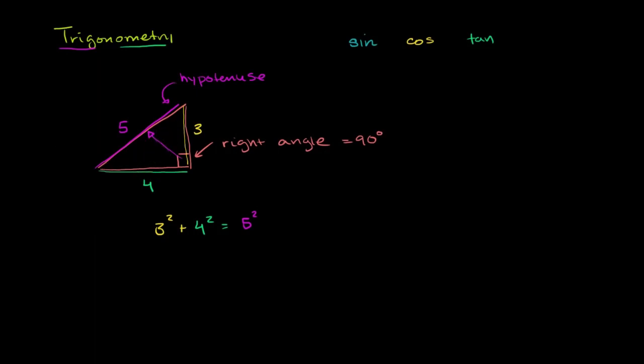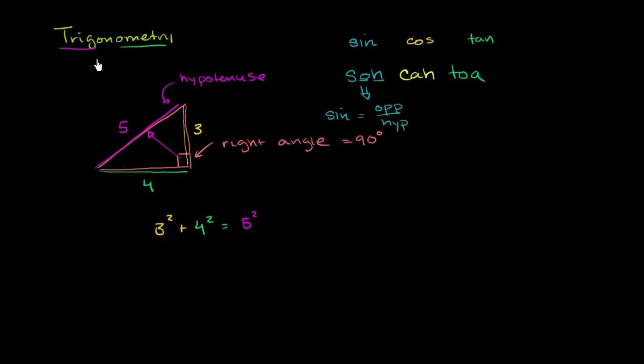So let me write something out. This is a little bit of a mnemonic, something to help you remember the definitions of these functions. It's called SOH CAH TOA. You'll be amazed how far this mnemonic will take you in trigonometry. What this tells us is that sine is equal to opposite over hypotenuse.